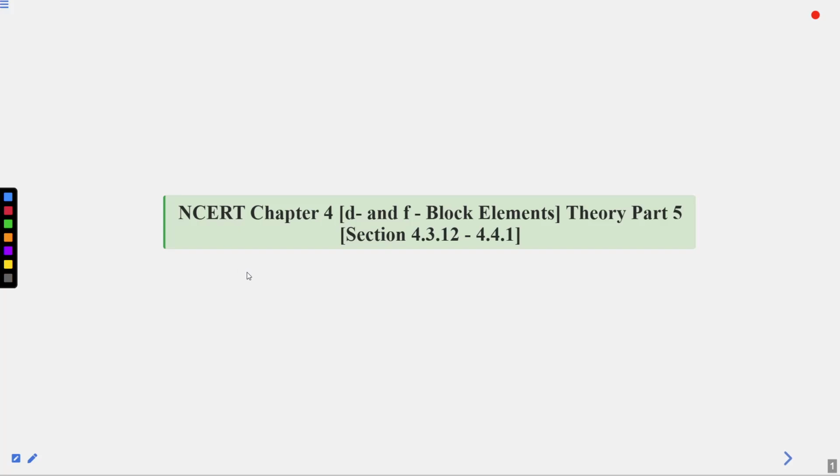Hello everyone. Today we are going to do the D and F block elements theory part 5. So let's start today's topic, that is NCERT chapter 4, D and F block elements, theory part 5. Today we are going to cover the NCERT section 4.3.12 to 4.4.1. Let's start.